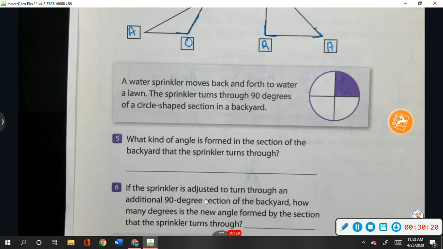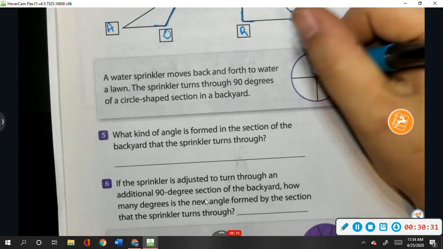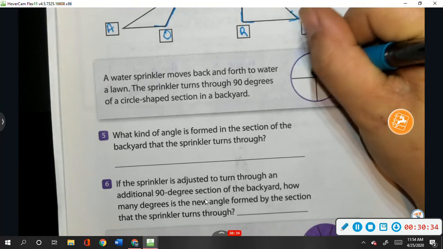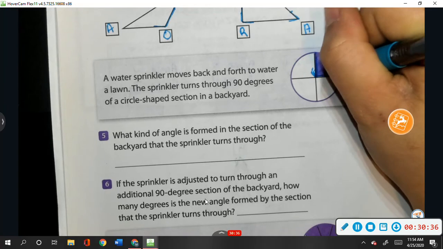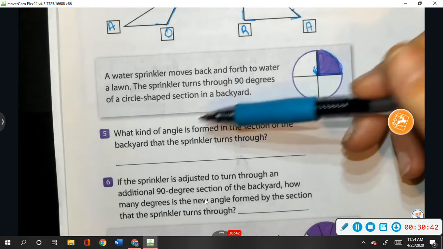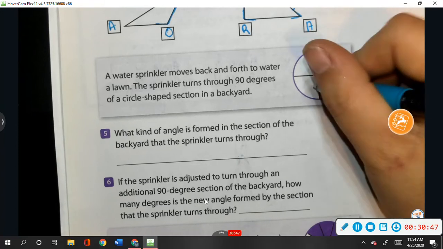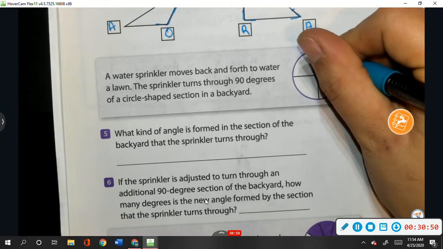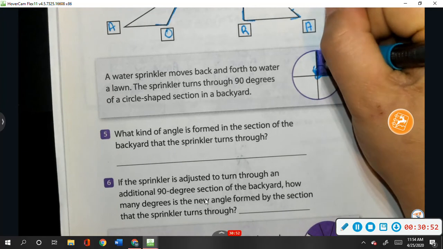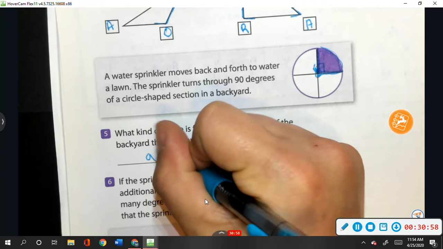A water sprinkler moves back and forth to water a lawn. The sprinkler turns through 90 degrees of a circle-shaped section of the backyard. So imagine this is your sprinkler head, and it's spewing water, but at the angle that it's spewing water, only this part of the yard is covered. What kind of angle is formed in the section of the backyard that the sprinkler runs through? That would be your vertex right here, and this is at a 90-degree angle. So it's going to be a right angle.